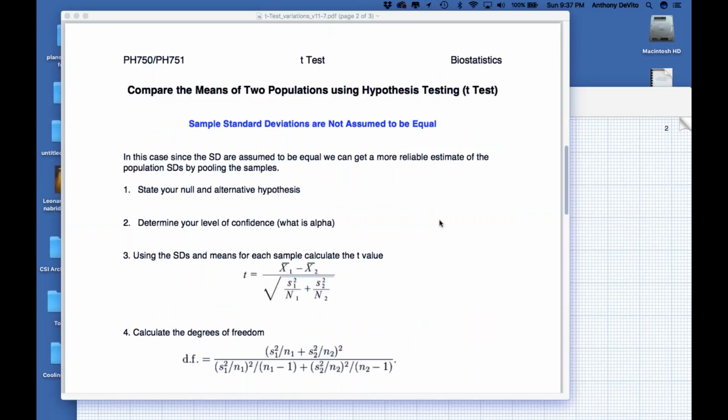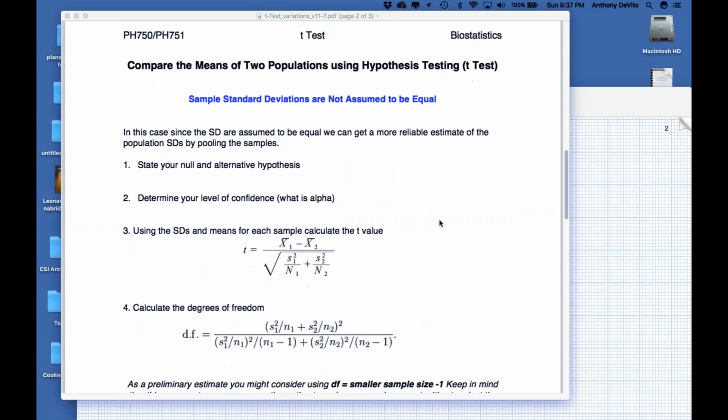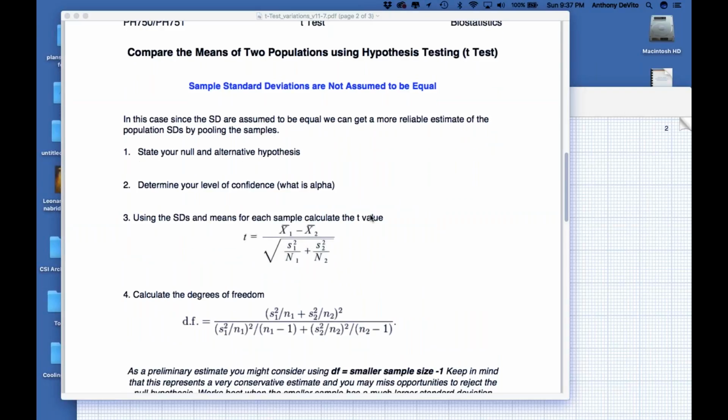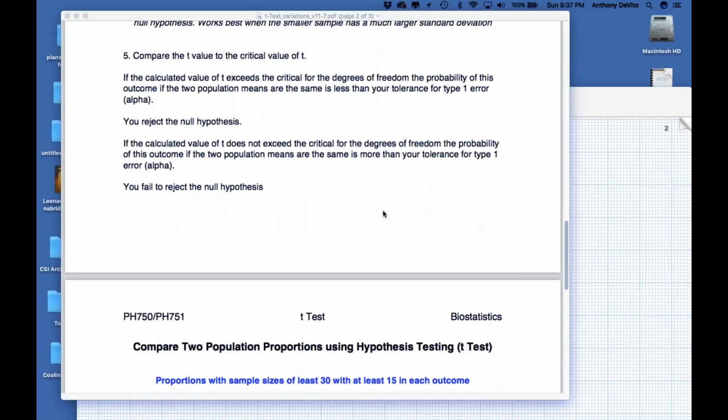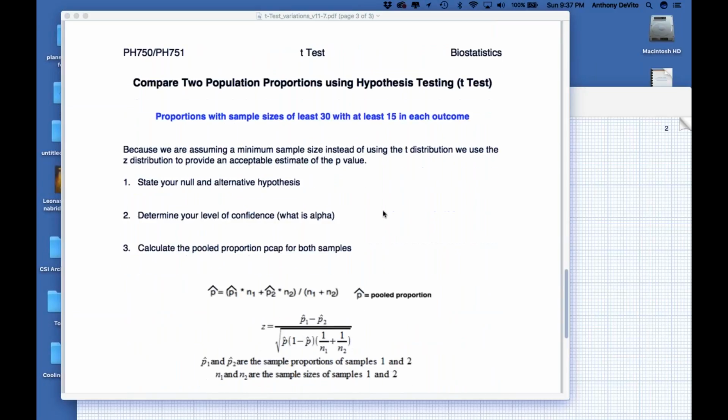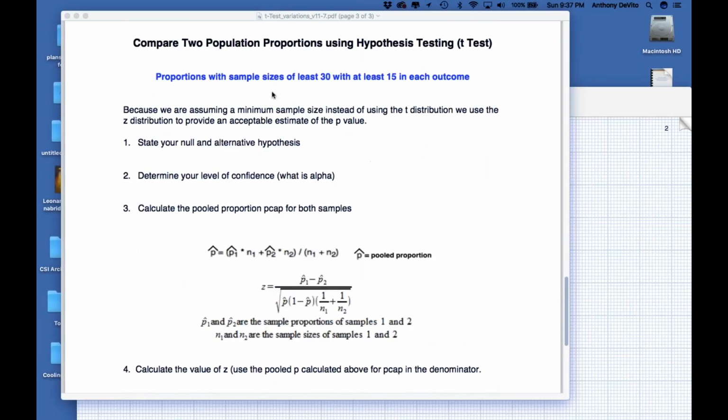Well, that leaves us with a quandary. What do we do if one is more than double the other, if they're so far apart that one is more than double the other? Then we use these formulas for sample standard deviations that are not assumed to be equal because one is more than double the other. Formulas look intimidating, but they're really not that complicated. I'll go over them in a second. And then we also have the situation where we have two proportions.